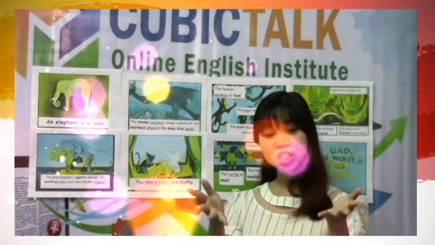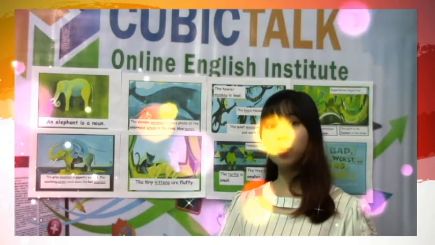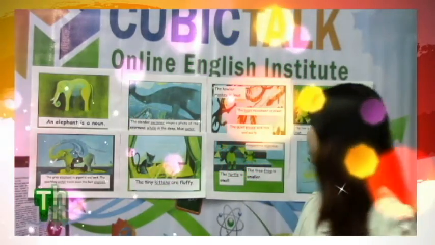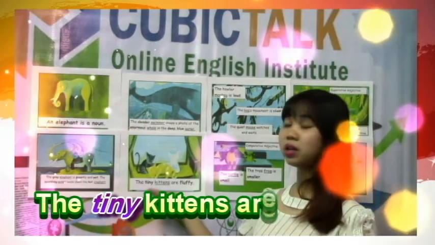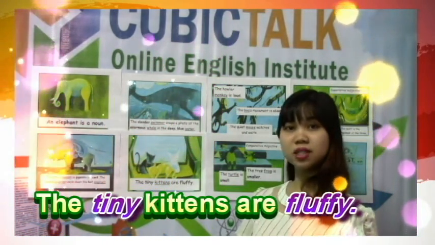So, if you were an adjective, you would describe things. It means you're just going to describe things. For example, the tiny kittens are fluffy. So, what about in this sentence? Will you tell me what are the adjectives in this one?